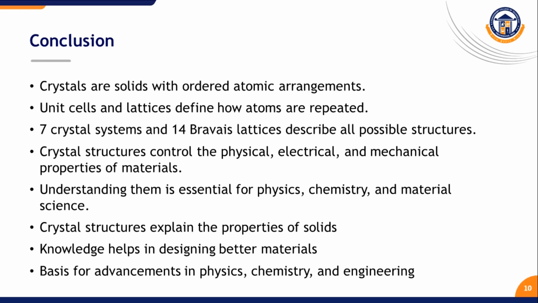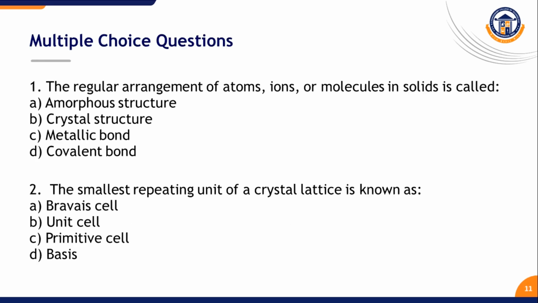To conclude, crystals are solids where the atoms are arranged in an ordered, repeating manner. Unit cell and lattice are the building blocks of these arrangements. There are 7 crystal systems and 14 Bravais lattices that describe all possible crystal structures. The type of crystal structure determines a material's physical, electrical and mechanical properties. That is why understanding crystal structures is essential for fields like physics, chemistry, material science and engineering.